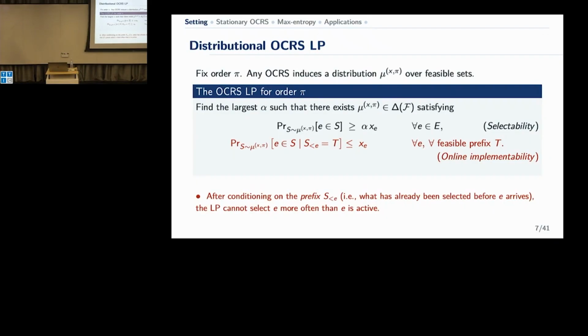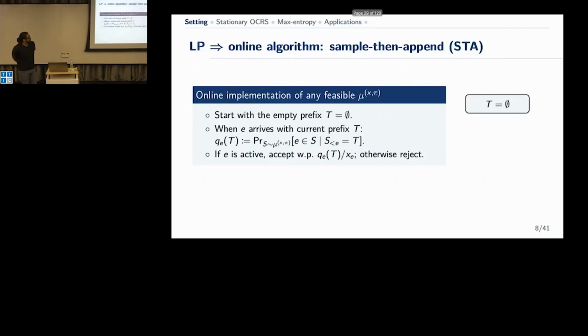So in fact, you give me any feasible solution to this LP, I can round it exactly without any loss to an online algorithm that is alpha selectable. And here is what I'm going to do. There's this algorithm, I call it sample then append, STA, and it does the following. At the outset, you have the empty set, you haven't selected anything. Now, let's say elements arrive one by one. So for example, E1 arrives. Then here's the algorithm. It's very simple.